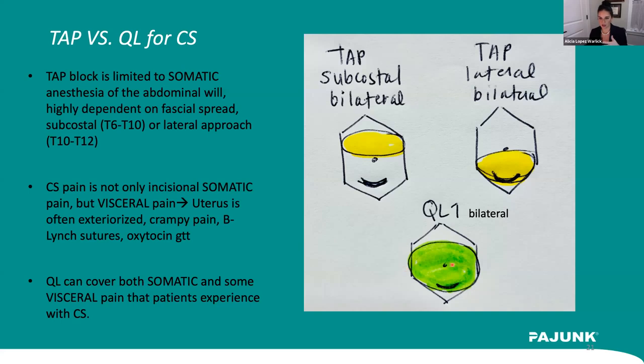So I'm placing QL1 blocks bilaterally, and I'm getting an anesthetic pattern on the anterior abdominal wall that looks like this. So I'm covering the Pfannenstiel. I'm covering this region, but I'm also covering some of that somatic pain to treat the visceral pain, to treat those things that the women are feeling. Because when you go to round on them the next day, some of them don't point to the incision when they say my pain is here, right?